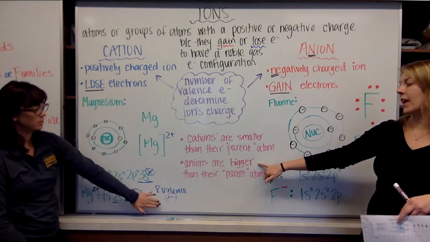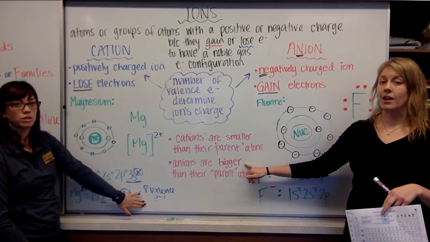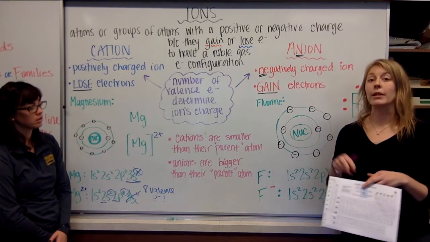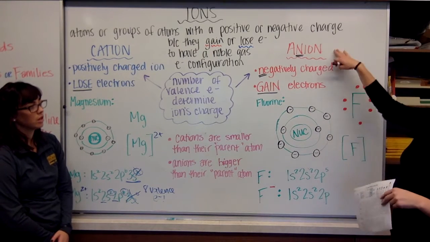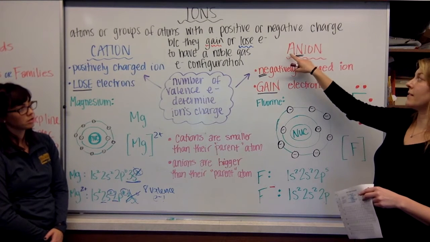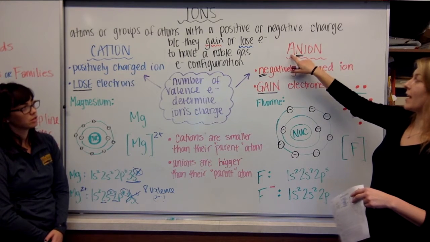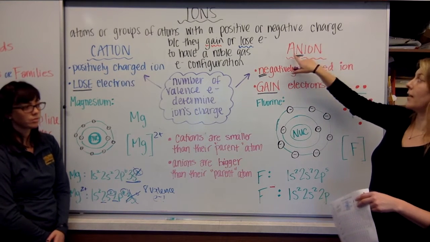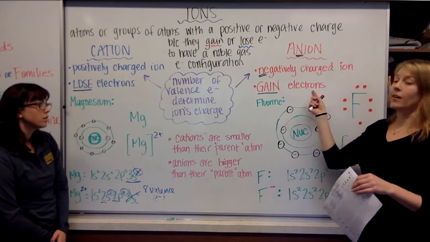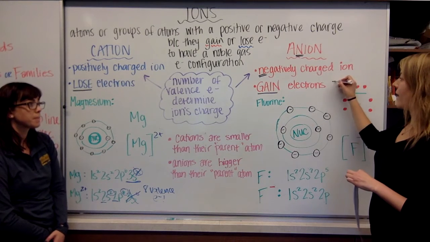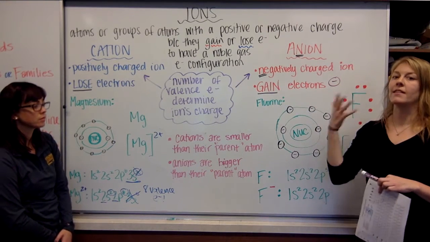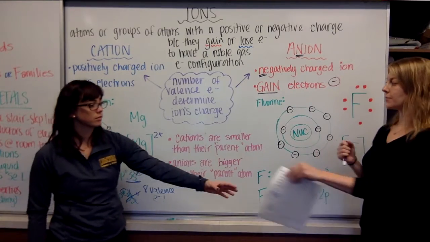We see the opposite with anions. Anions, which I'm going to talk about in a sec, are bigger than their parent atom. They're going to be a little bit larger than their parent atom. An anion is a negatively charged ion. You can remember that because, this is how I tell my students, a negative ion, an anion. It's negative because it's gained electrons. Remember that electrons have a negative charge, so if an atom is gaining negative charges, it will become negatively charged.